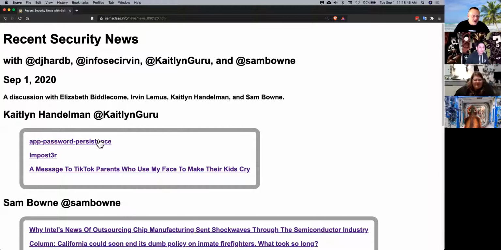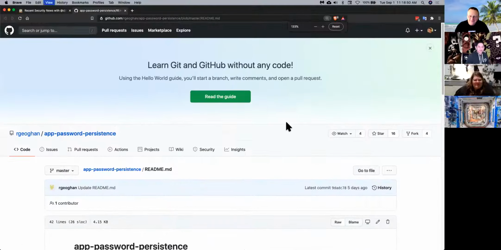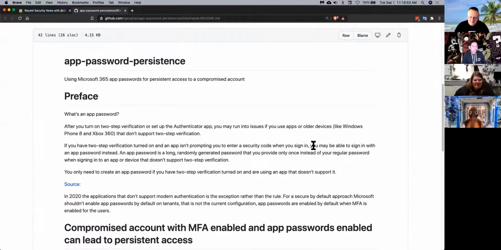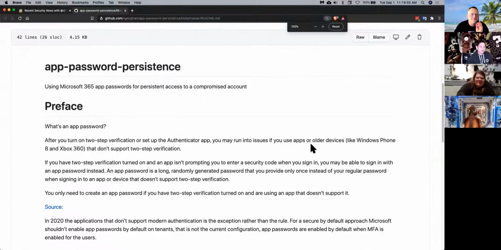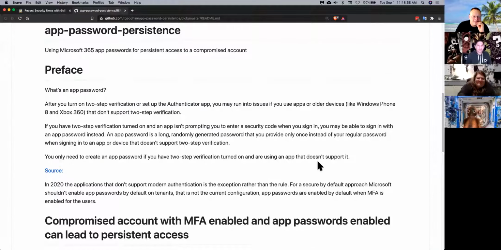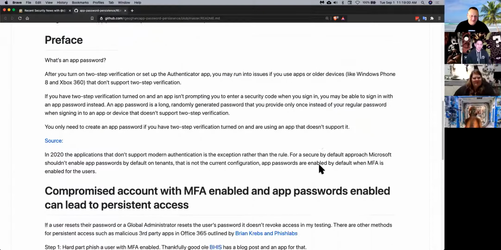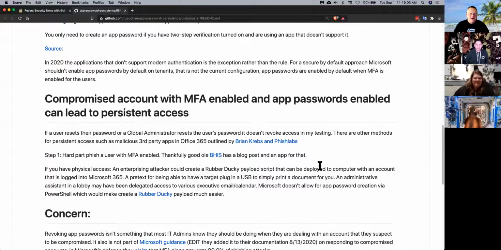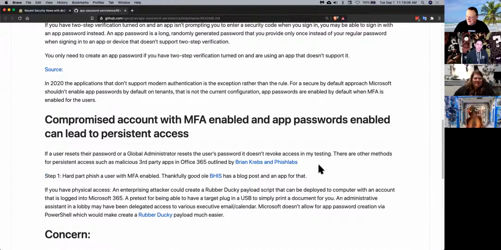Yeah. So, in fact, you're first with app password persistence. So this actually turned out to be very relevant to me. The article or GitHub page here talks about how there are these old methods in Outlook for if you can't enable two-factor authentication because your phone is too old, you can have an app password. Yep. So your app password on your Windows 8 phone can log into your Outlook. Great. Well, that's great if you're an attacker and you want to get persistence because you can just avoid two-factor authentication altogether, set up an app password, and then you're always in, which is great.